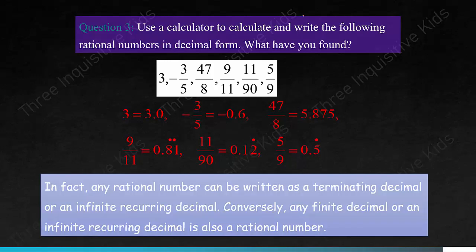Any rational number can be written as a terminating decimal or an infinite recurring decimal. Conversely, any finite decimal or infinite recurring decimal is also a rational number. So all of these numbers were already going to be rational numbers because they were first given to you in fraction form. So any number that can be written in fraction form is a rational number.